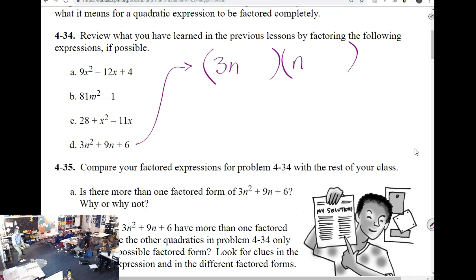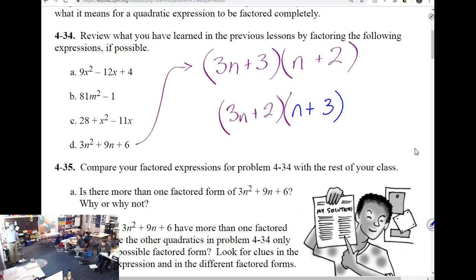To get the 6, you'd have to have the 3 and 2, because that's really the only way you can find 6. Okay, so then I can just try that. To get the 9n, it would have to multiply the 3n and the 2. So if we play out this option, this one doesn't work. 9n plus 2n, I end up with 11n. Even though I get my 6, it does not work for my middle term.